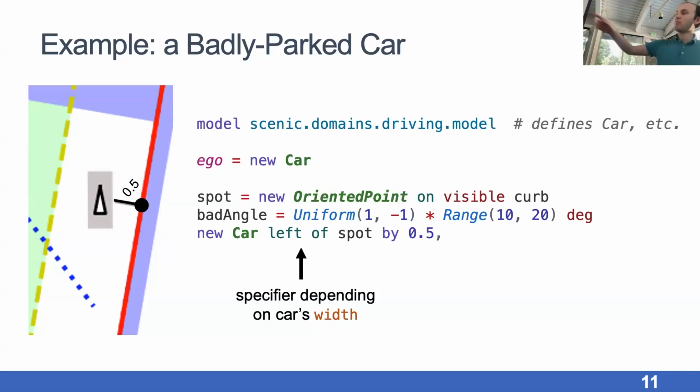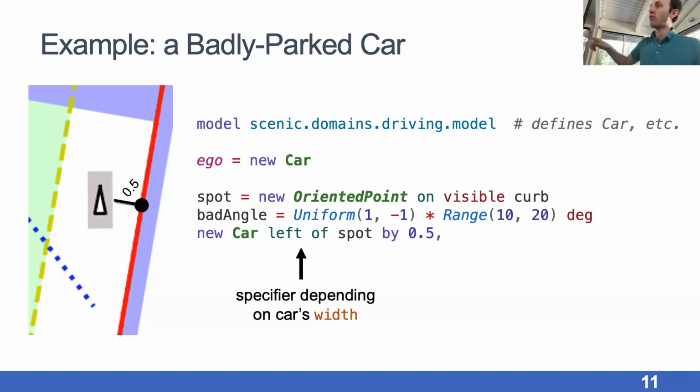So this will depend on the car's width, which we haven't actually specified yet, but Scenic will make sure it will sample the width first before then going to evaluate this position by taking the spot and moving 0.5 meter to the left.